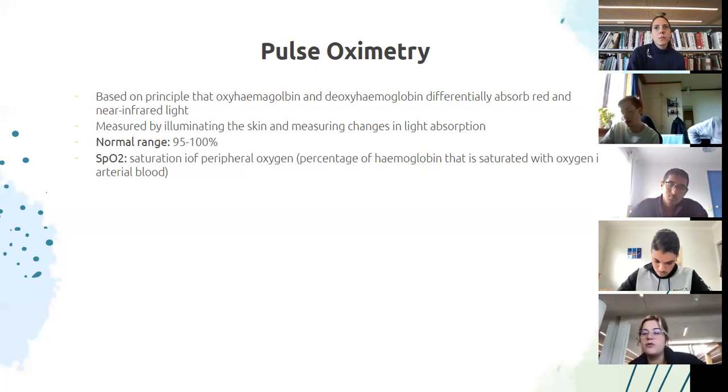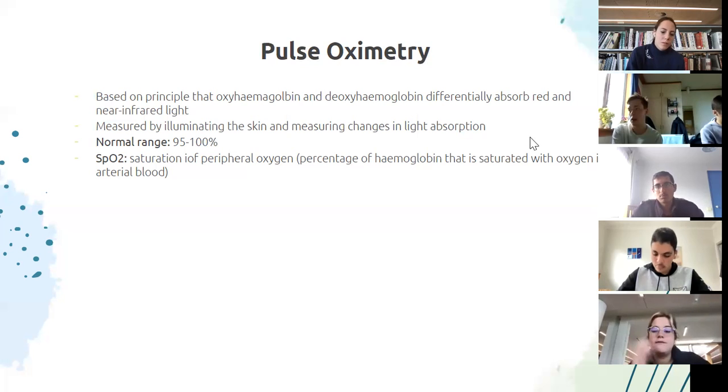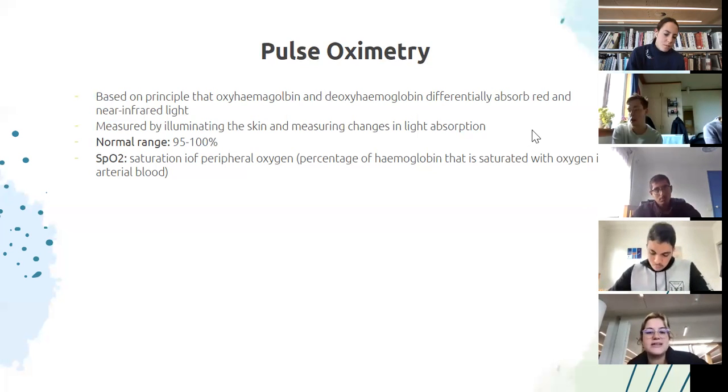The normal range is 95 to 100, but if it's less than 98-ish, you should probably check it again. Like 95 is okay, they're not dying, but it's not ideal. So really the oxygenation rate should be as close to 100 as possible. And I just thought I'd mention, that's how it's sometimes written, SpO2, which means saturation of peripheral oxygen. So if you see it written as SpO2, that's what it stands for.